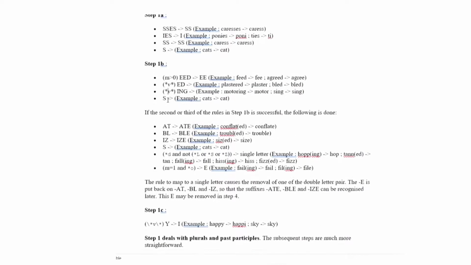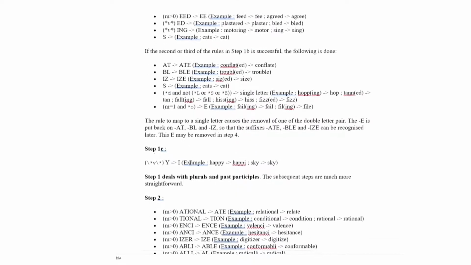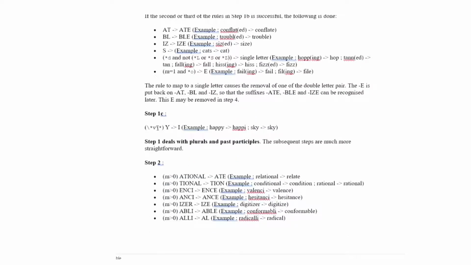Okay, let's move on to rule number 1C. I'm not explaining these things here, because we are just cutting it down. S becomes nothing, IZ becomes IZE. So similarly, let's just move on to 1C.